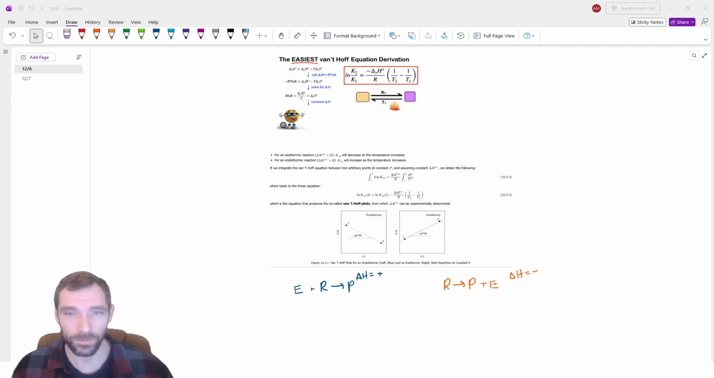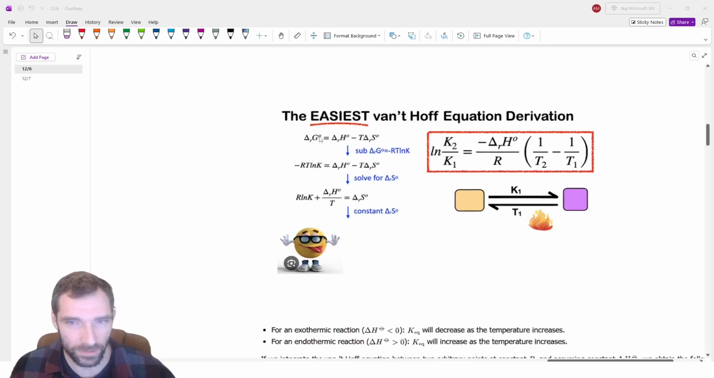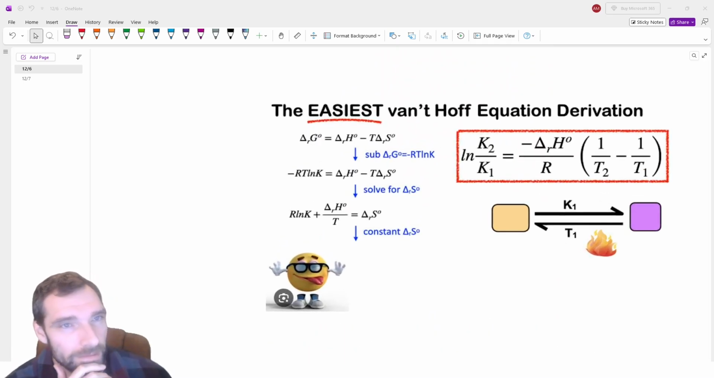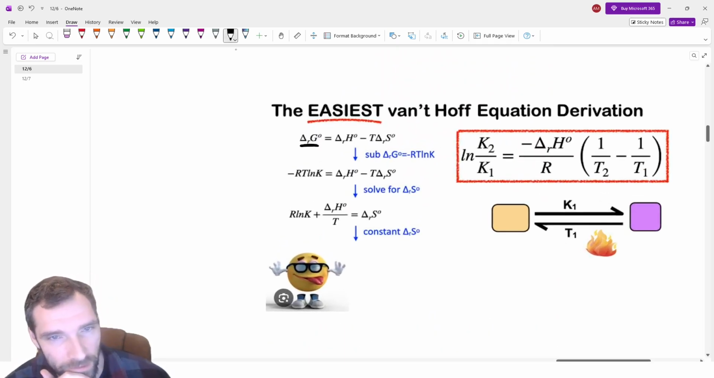I'm going to help you understand the Van't Hoff equation, also why Le Chatelier's principle works the way it does with temperature. It's essentially, if we look at our Gibbs free energy equation, you can see this relationship with G to the negative RT ln K.